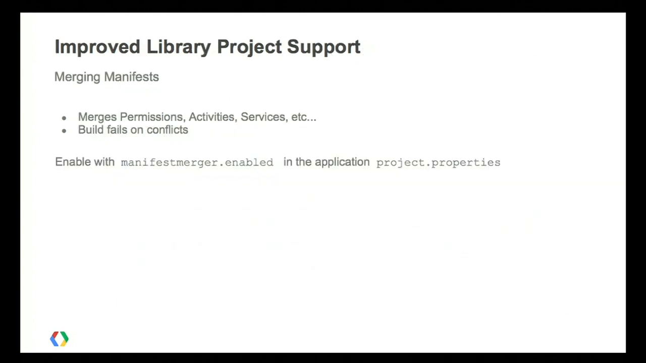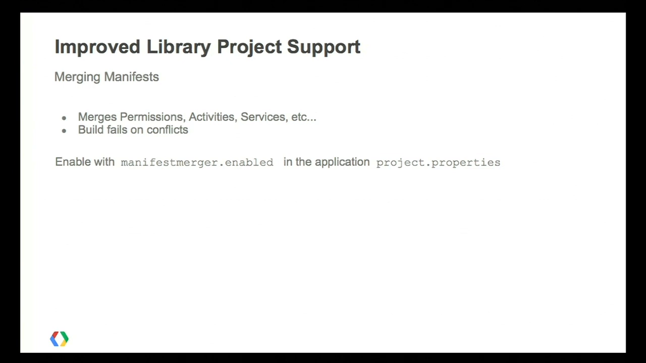All right, library project, more improvements. We have merging of manifests now. Before, if you had an activity that was declared in a library, it wouldn't be picked up by the application, even if you put it in the manifest. So we do have that now. We'll merge things like permissions, activities, services, things like that. It's basic. If you have a conflict, it will fail.